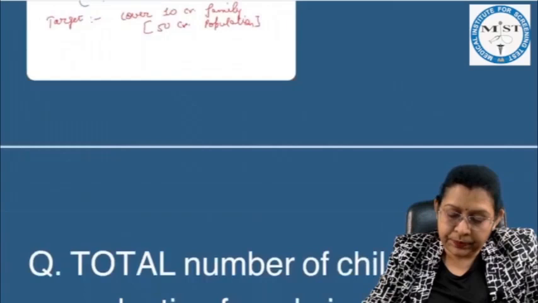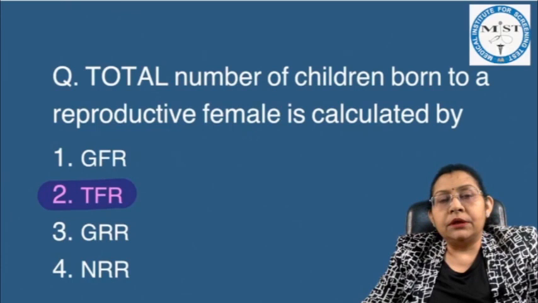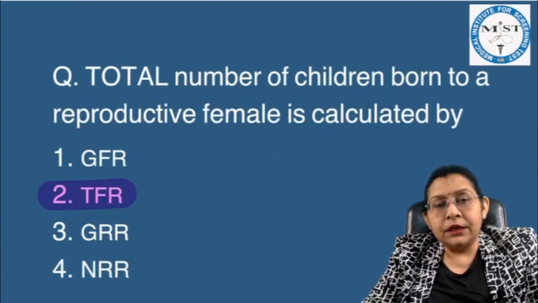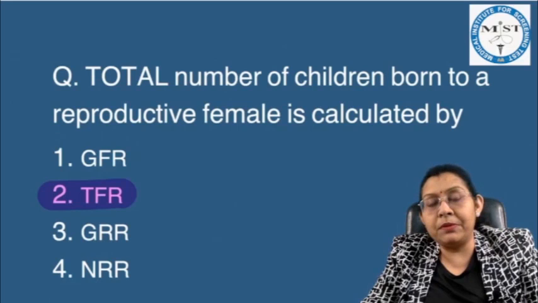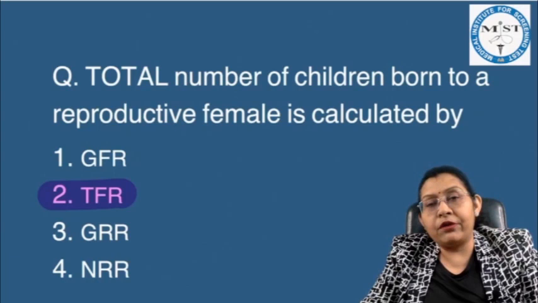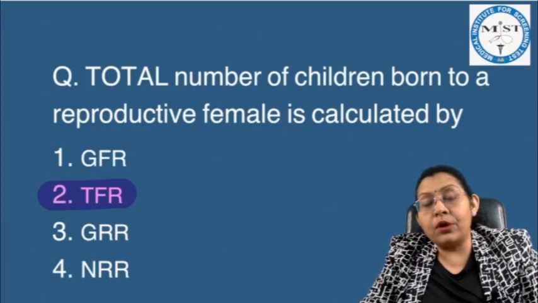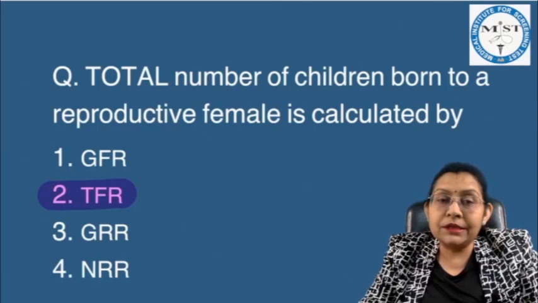Total number of the children born to a reproductive female is calculated by. Now these are different demographic vital indicators. General fertility rate is the total number of the live births per 1000 reproductive age group women, means between 15 to 45 years. Total fertility rate is the total number of the live children born to a woman in her entire reproductive phase. The gross reproductive rate is total number of the girl live children born to a woman in her entire reproductive phase, and net reproduction rate is that out of these girl children born alive, how many girl children are remaining alive till their own reproduction.